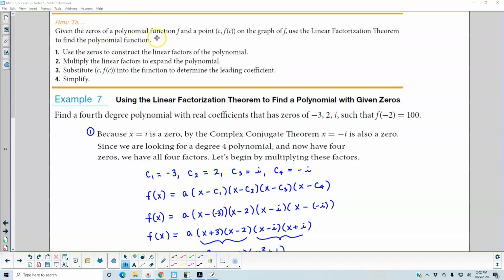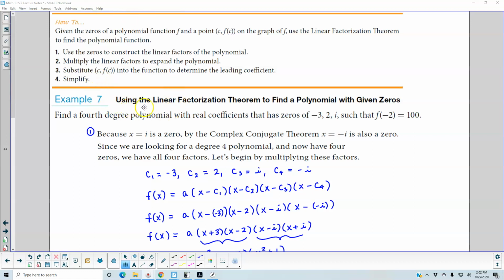Given the zeros of a polynomial function f and a point (c, f of c) on the graph of f, we're going to use the linear factorization theorem to find the polynomial function. Step 1, use the zeros to construct the linear factors of the polynomial. Step 2, multiply the linear factors to expand the polynomial. Step 3, substitute (c, f of c) into the function to determine the leading coefficient. Step 4, simplify.